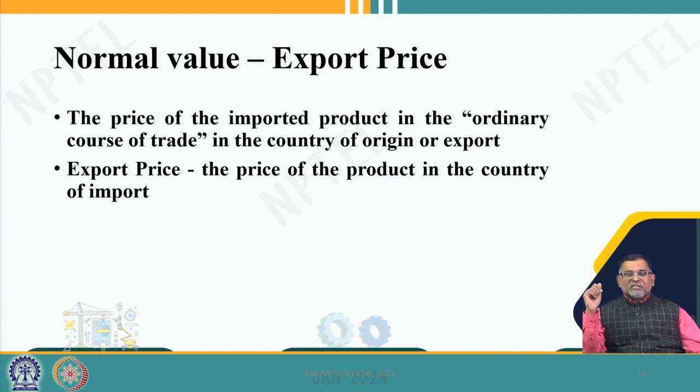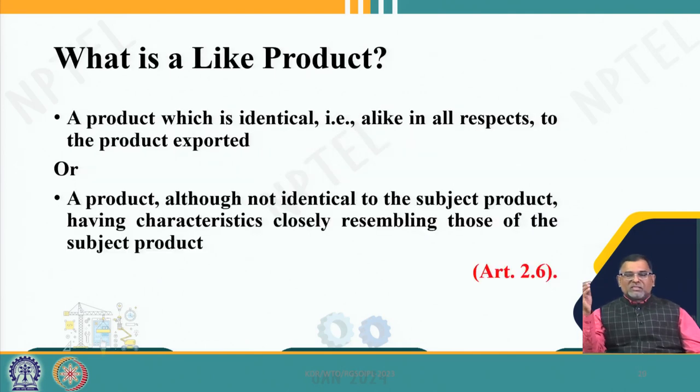The export price is the price of the product in the country of import. So, the dumping margin is calculated simply between the normal value and the export price. What price are you selling that particular product at in the domestic market of the exporting country, and what is the export price, that is, the price in the importing country? The difference between these two is the dumping margin. We will come back to how to calculate the dumping margin in detail later.